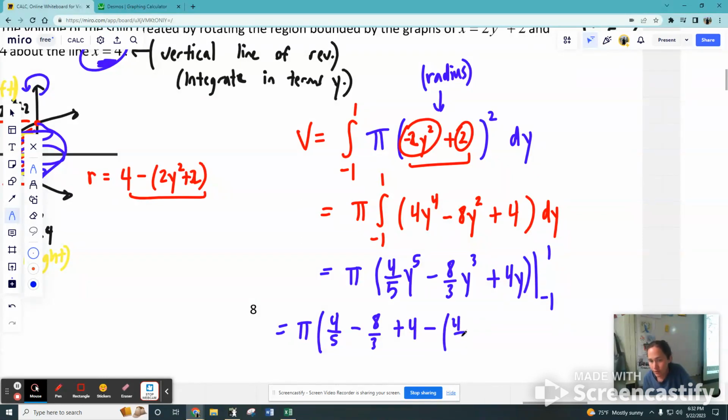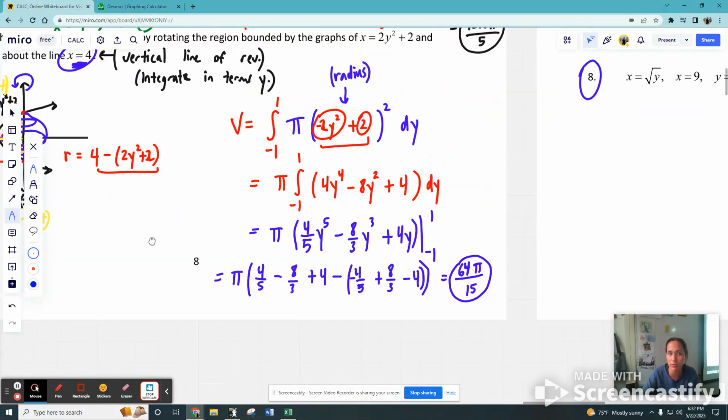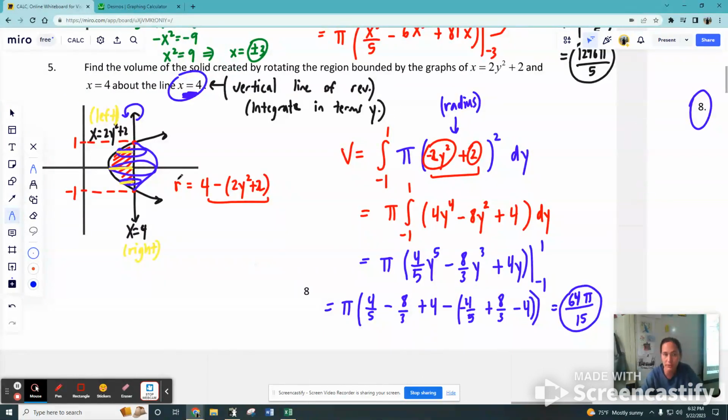So 4/5 of -1 to the fifth, that's negative to an odd power, will make it a negative. This will change it. 8/3 times -1 will give us plus 8/3. And then 4 times -1 gives us a minus 4. All this gets carefully typed into the calculator. You can get the lowest term fraction and then just include pi in your answer. So you get a 64/15, and that gets multiplied by pi. 64/15 pi cubic units of volume enclosed between the shaded region when it's spun around that axis of revolution.